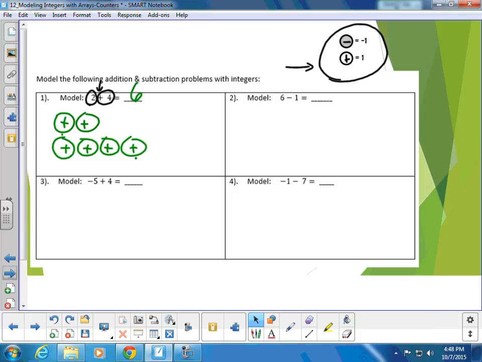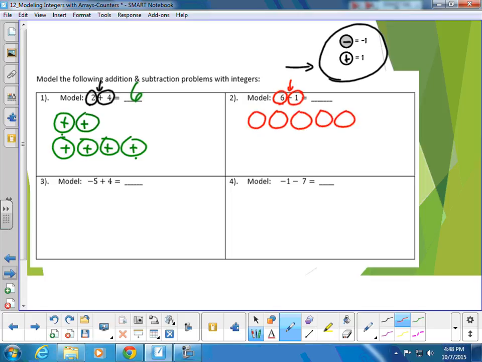Okay, and the next one, I have just a single operation in the middle, so I don't have to simplify it. I've got a positive 6 and a negative 1, so I'm going to have 6 positives. All of these are positives. And I have one negative. Next, I'm going to box in my zero pairs. I only have one. That means that this equals 0, so I don't worry about it anymore. And I'm left with 1, 2, 3, 4, 5 positives, so my answer is 5.